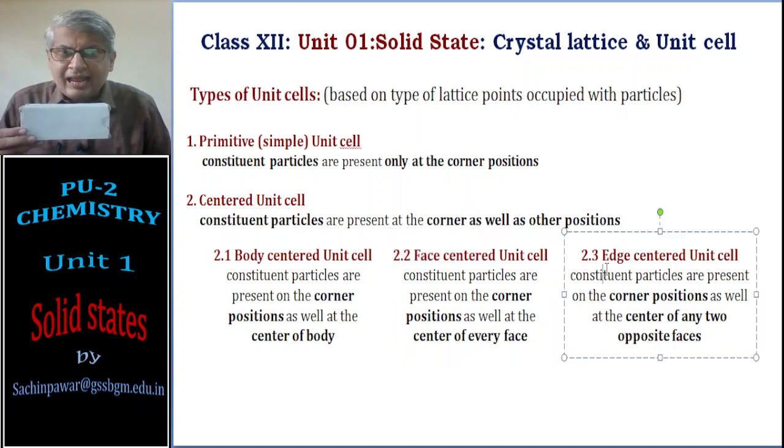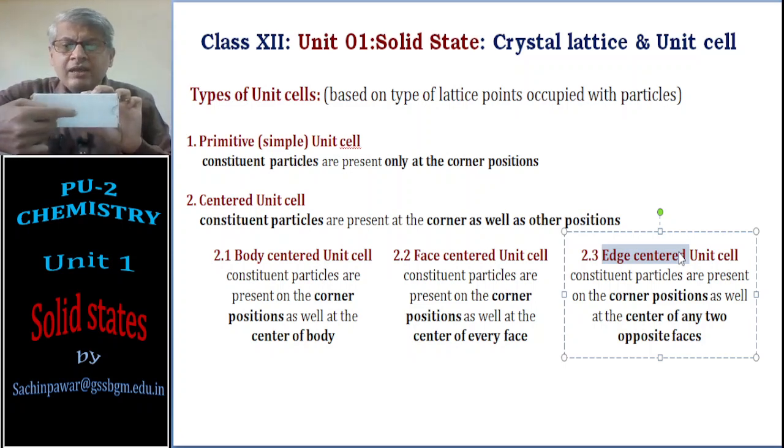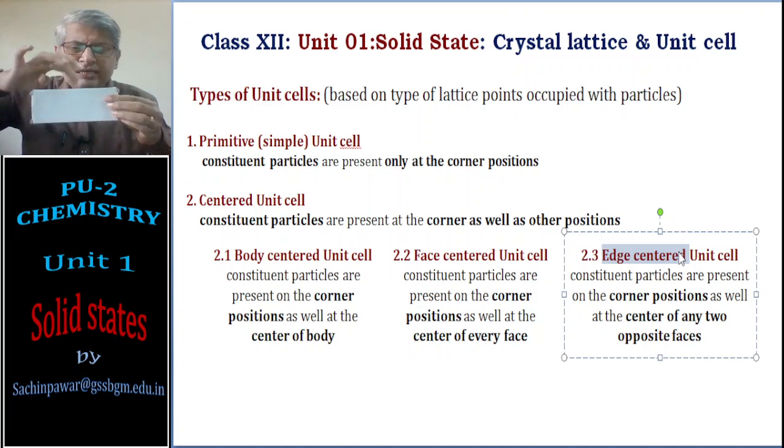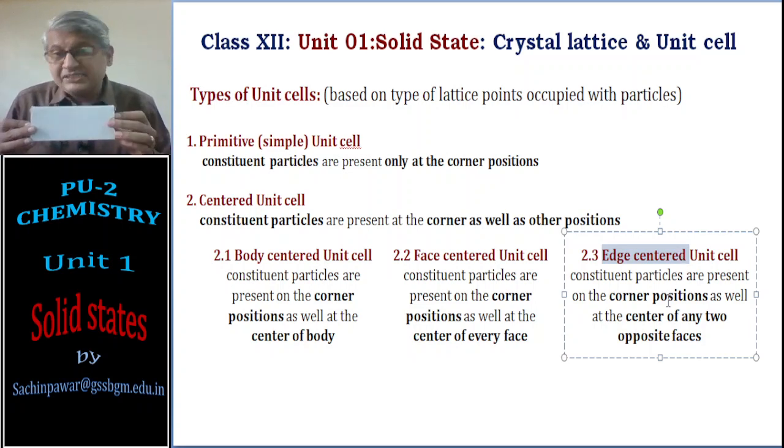And the last one is edge centered unit cell, which is nothing but a cell where we have corner particles. Along with the corner particles, there will be particles at the center of any two opposite faces. Any two opposite faces. So if I just take this face, opposite of this is this face. So one particle here, one particle here. Or if I take this face, then one particle at the center of this face, then opposite. So these are the types of unit cells depending upon the particles present in those respective places.